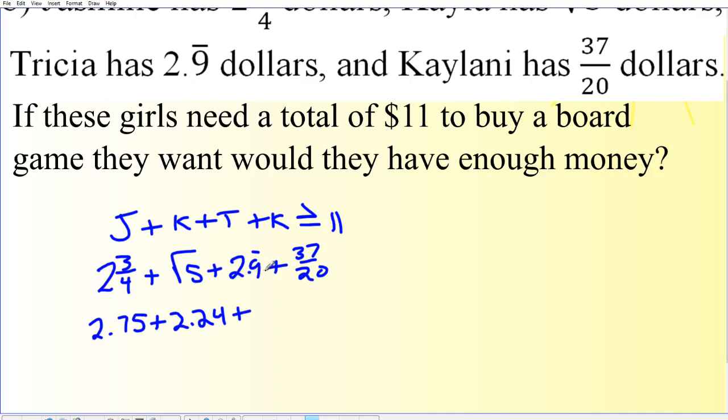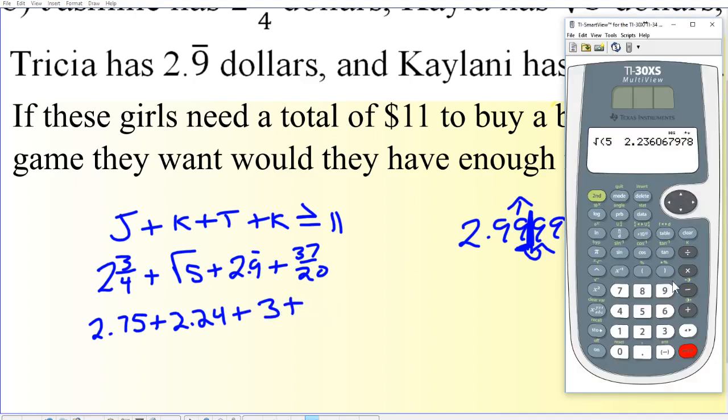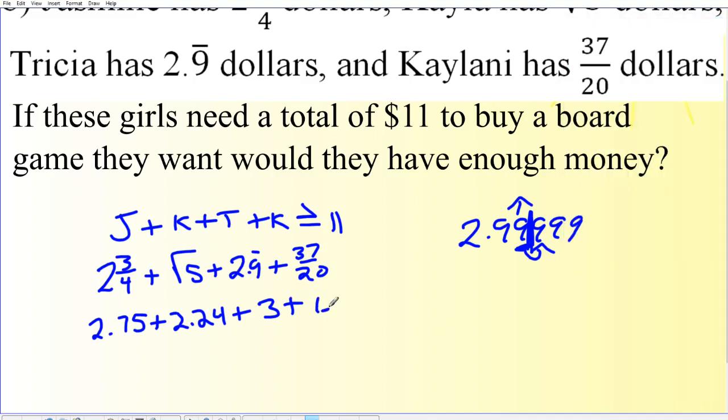Trisha here has 2.9 repeated. So that's 2.99999. If I'm going to round to this digit, look at the next guy over, he's going to make this 9 go up. So instead of $2.99, if I chop it off here, this goes up to $3. So she has $3. And last one is 37 over 20. 37 divided by 20 is 1.85. Beautiful. Nice, pretty decimal.